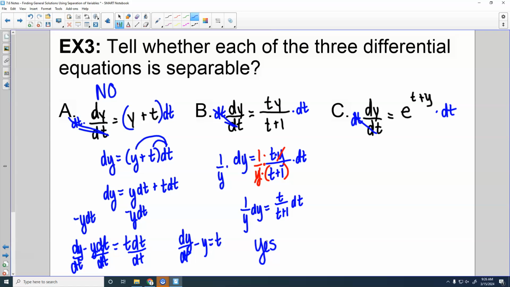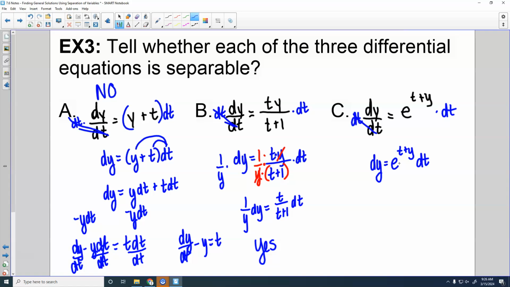Okay, and we'll learn how to solve that, but we're not quite there on one that hard yet. All right, this one we're sitting at dy equals e to the t plus y dt. Will that one separate? Honestly, I've left this one in the notes. I've used these same notes for several years now. And when I first made these notes, I had no for that one. I thought it was no.